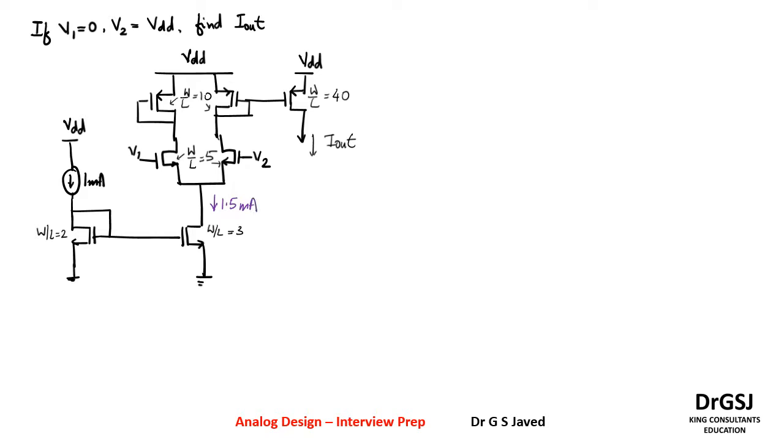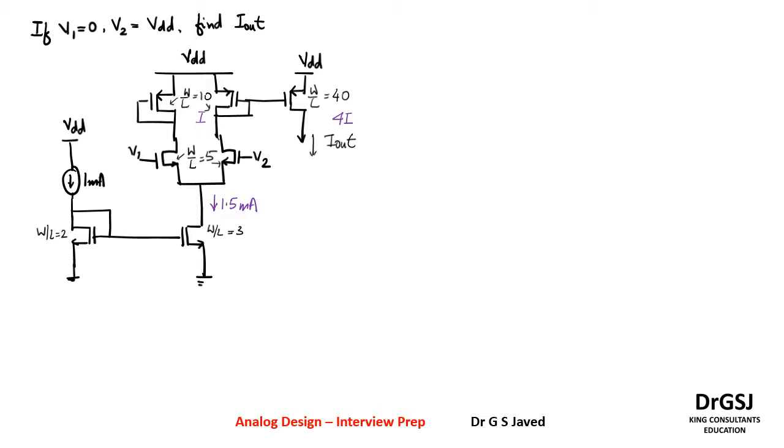Now here on the top there is also a current mirror, where the amount of current I is flowing through a W by L ratio of 10, whereas the output W by L ratio is 4 times. So the current flowing through the output here is 4I.